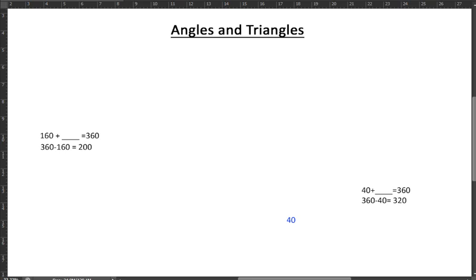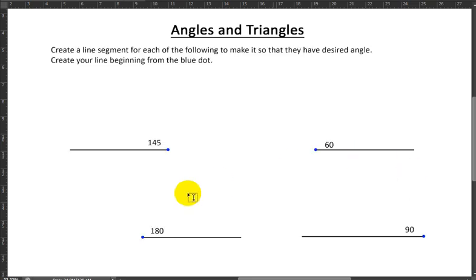Where's the rest? Okay, there we go. So that's exercise 1. Let's go to exercise 2.